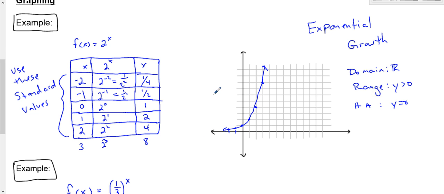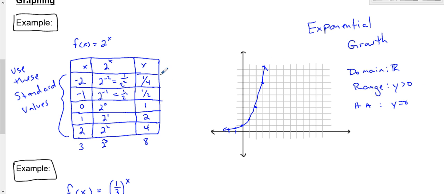You're not limited on any values of x being plugged into the function, and so the domain would be all real numbers, and your y values don't go below the x-axis. They stay above, and you can see they're going to go to positive infinity. So y is greater than 0.